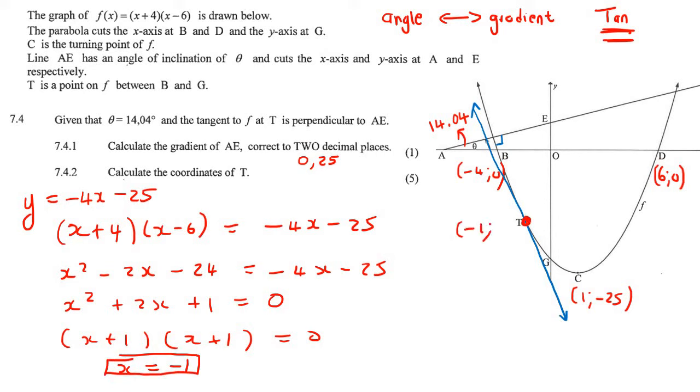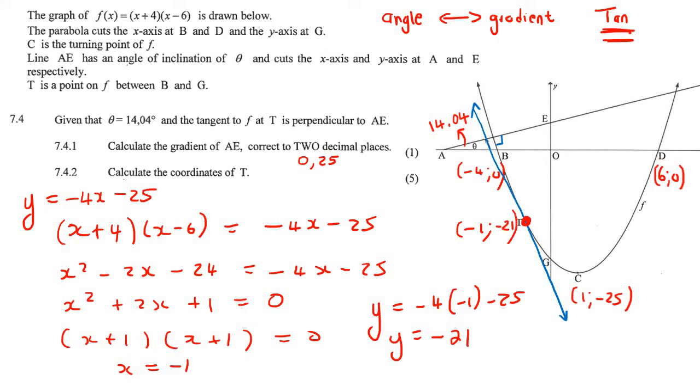And then to find the y value, because that point is on both, you can plug that x value into the tangent's equation or into the parabola. It doesn't really matter. I'm going to use the tangent, so I'm going to plug the x value of -1 into that, and this would give us -21. So the y value here is -21. So the final answer is -1 and -21.